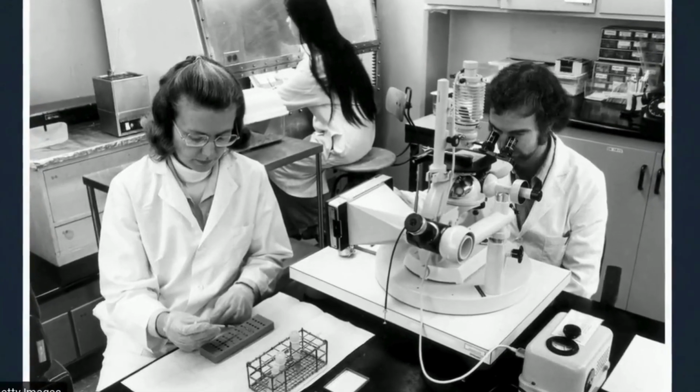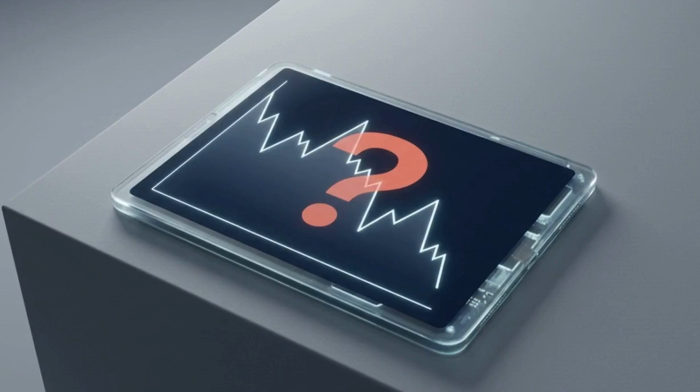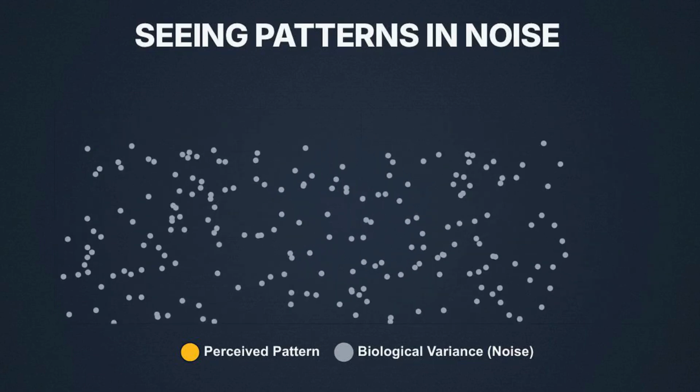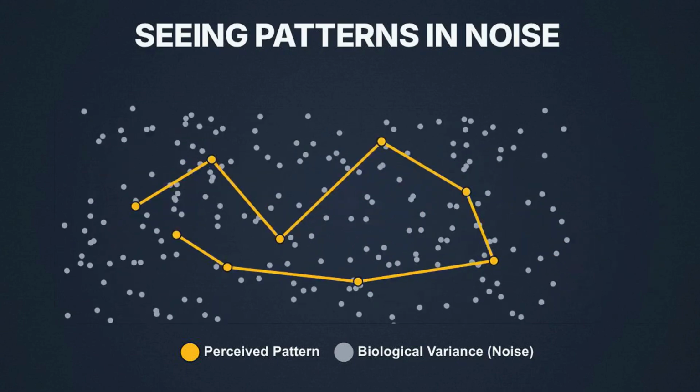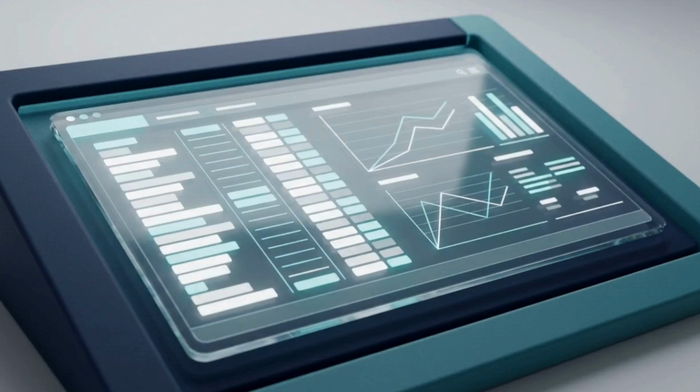Imagine treating a dish of cancer cells with a brand new experimental drug, and you notice their growth rate slows. You have to ask yourself, did the drug actually work, or is it just random biological variance? When you're staring at thousands of fluctuating data points, your brain is hardwired to find patterns, even when none exist. Human intuition is completely useless here.